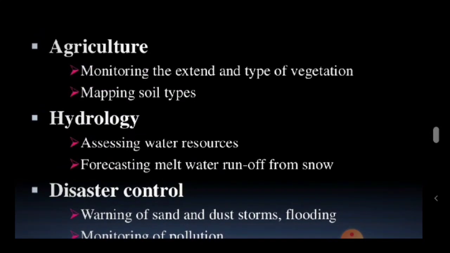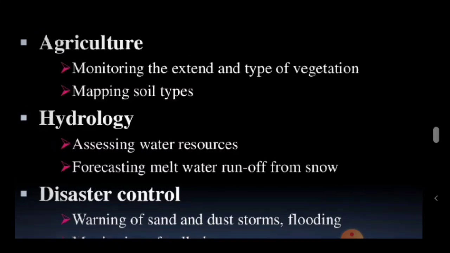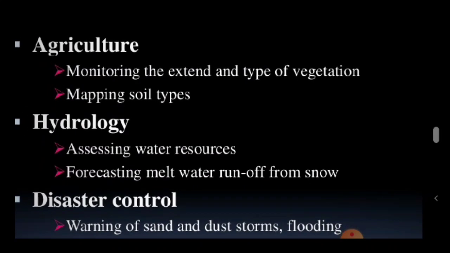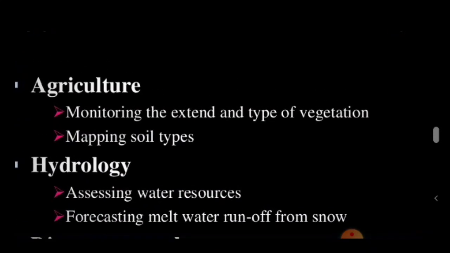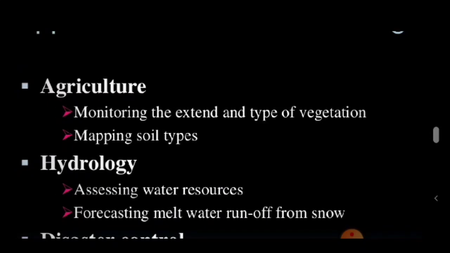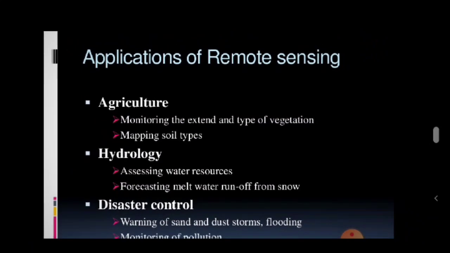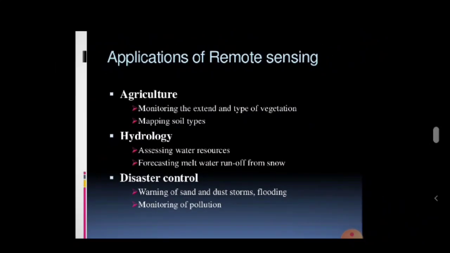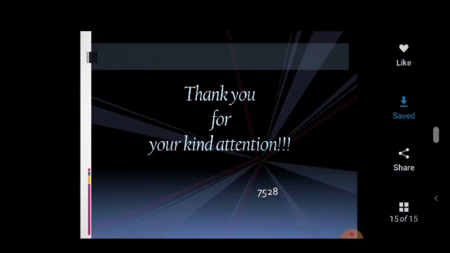Remote sensing is very helpful in those areas. And hydrology, just like oceanography, water resource assessing and forecasting meltwater can be studied through remote sensing images. And also agriculture: when it comes to agriculture, the extent and type of vegetation, soil types, all these things can be mapped or monitored through remote sensing. So you can say this is an area where I need to use remote sensing. Wherever you go, there's remote sensing. So that's all for now.